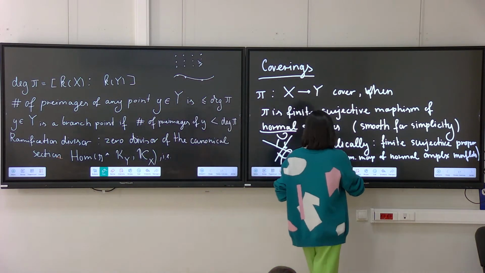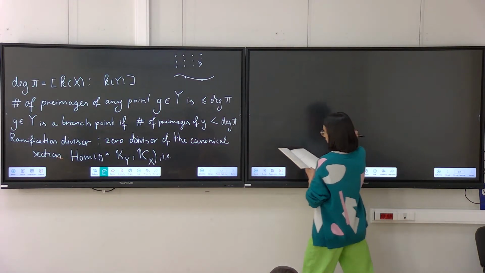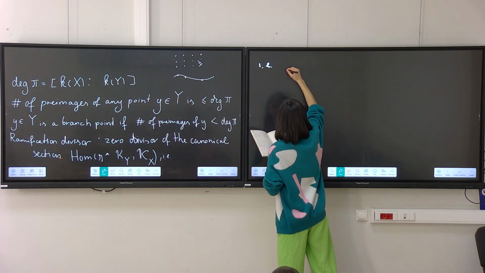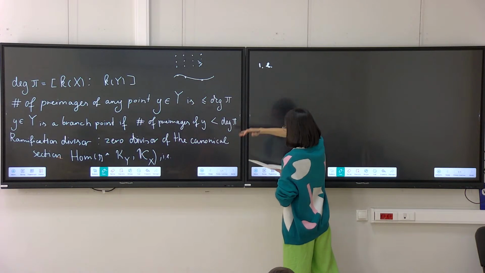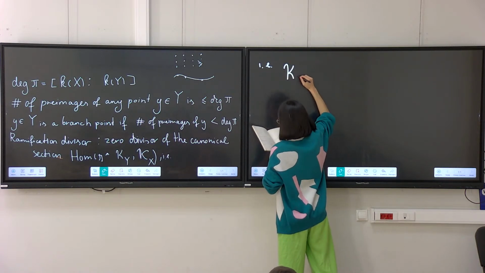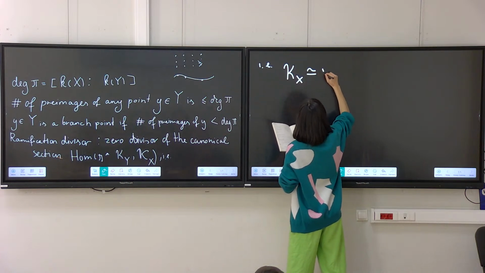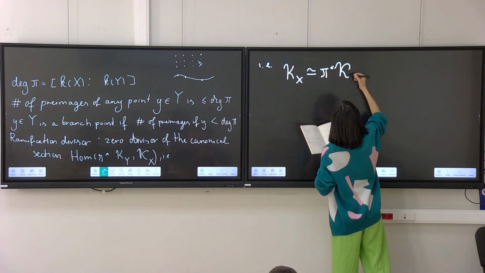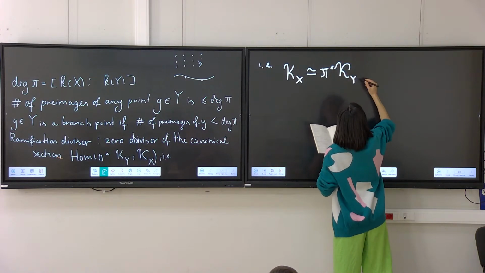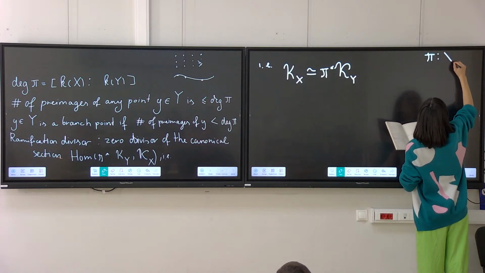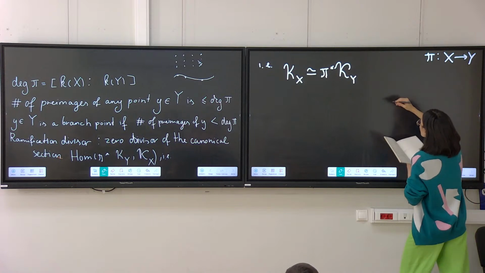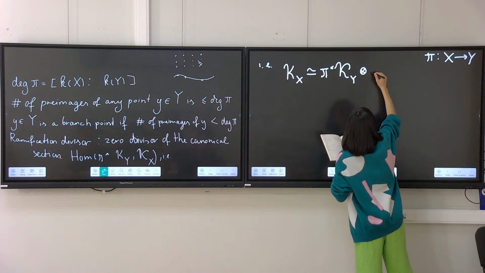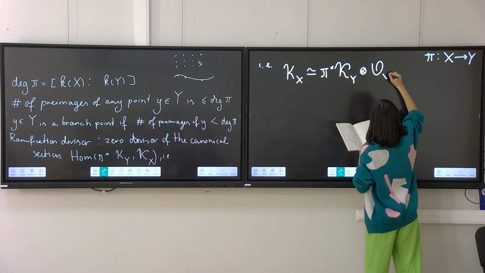The formula that we discussed last time follows just from this definition. So that K_X, we have the pullback of the canonical sheaf of Y times the ramification divisor.